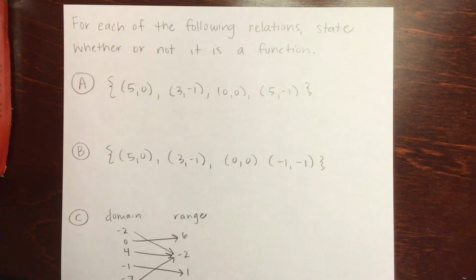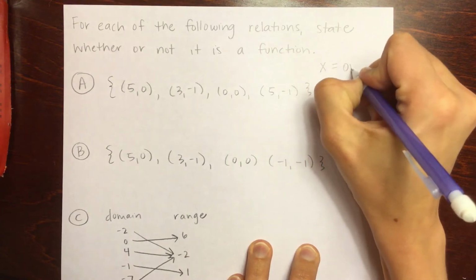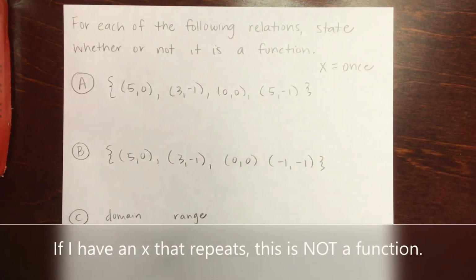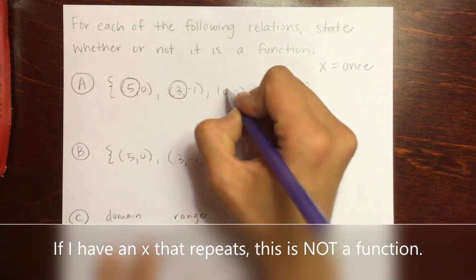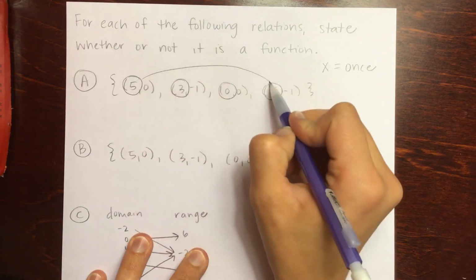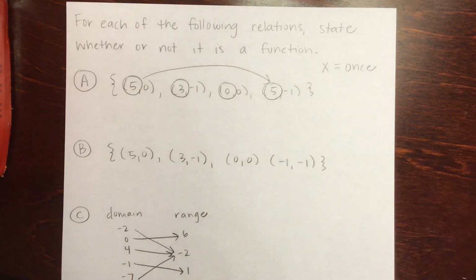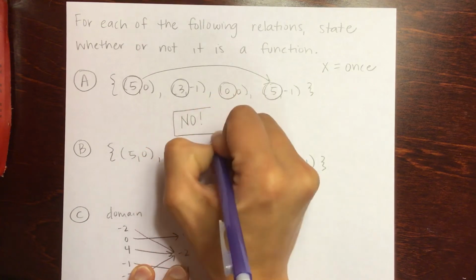But the helpful part here is function means the inputs, or x's, are used only once. So that means if I have an x that repeats, then it's not a function. So all we have to look at here is the x values of my coordinate points. Since I have the 5 that occurs twice, the x equals 5 repeats. That means no, this is not a function.